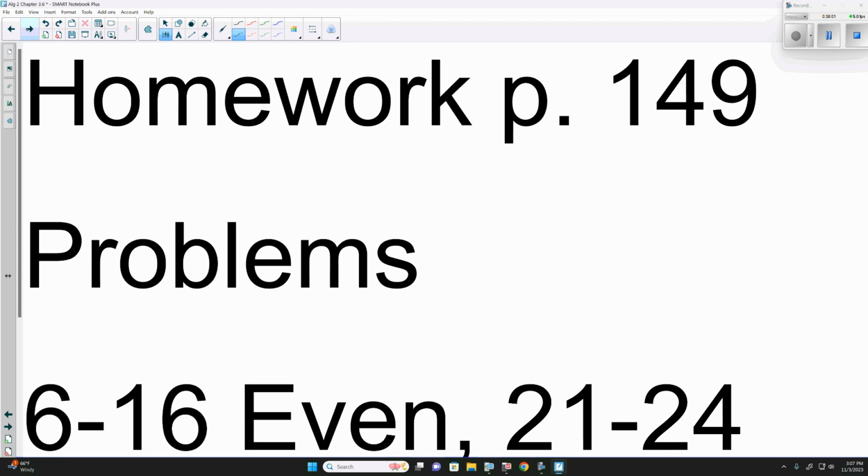If you look at the selected answers for this, it does include the solutions. I'm not looking for the solutions. I'm not asking for the solutions for 21 through 24. I'm just asking the value of the discriminant, the number of solutions, either 1 or 2, and is it real or complex?